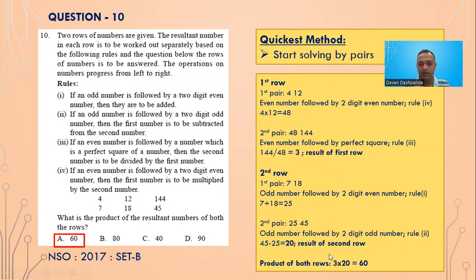The result of the first row is 3. The result of the second row is 20. So what is the result of both the rows? The resultant number is the product of the resultant numbers. What is product? Product is multiplication. So 3 into 20 will be 60. So the answer is 60.